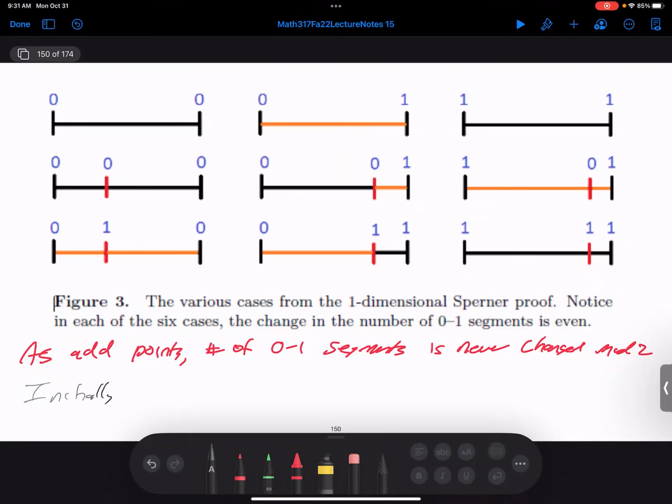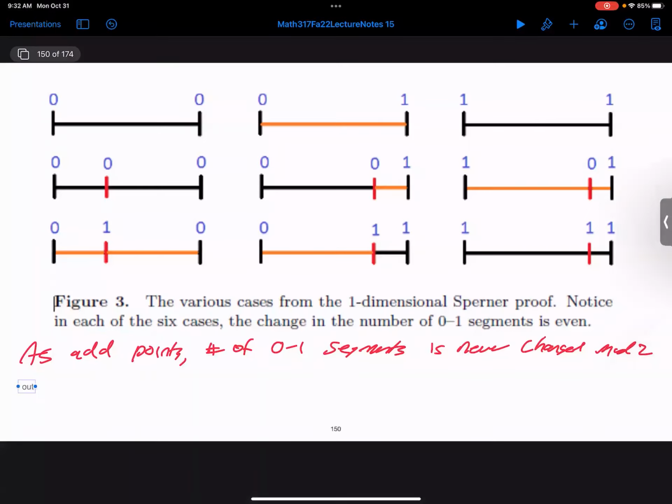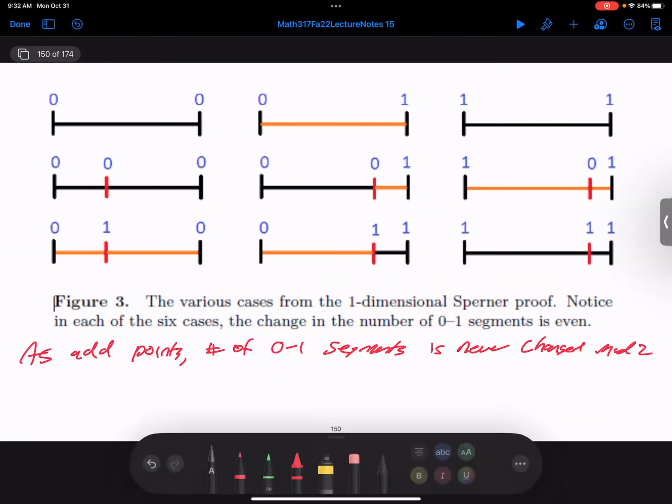Initially, we have one segment that is 0, 1. Whoa. Oh, crap. Oh, okay, great. Okay.